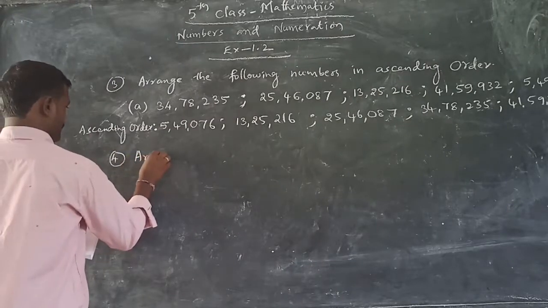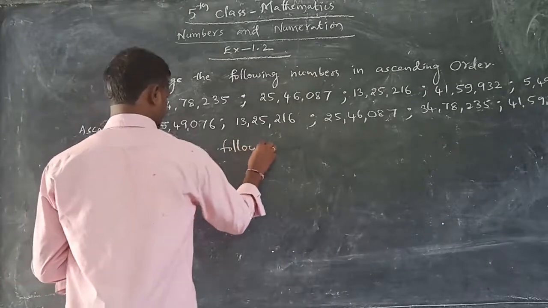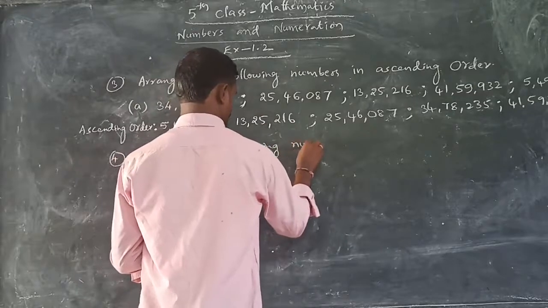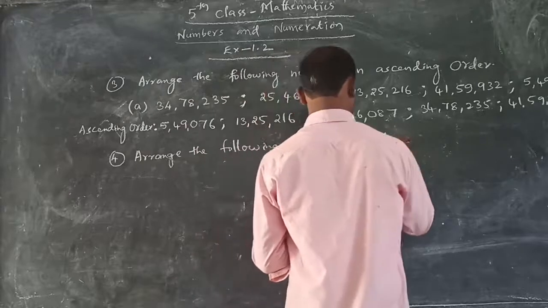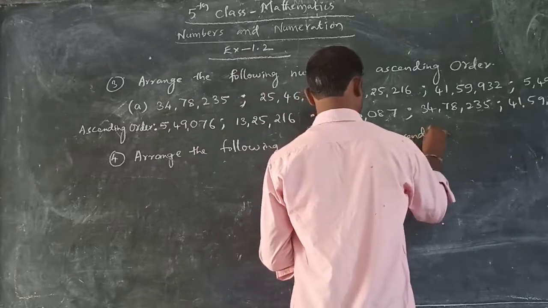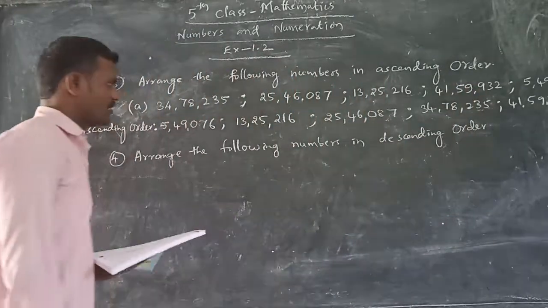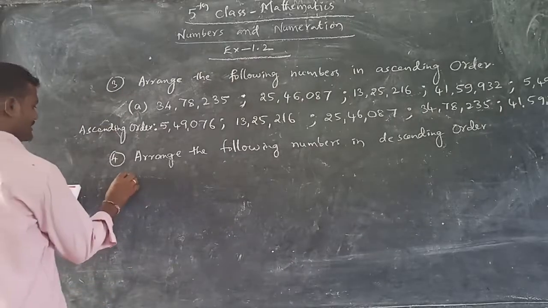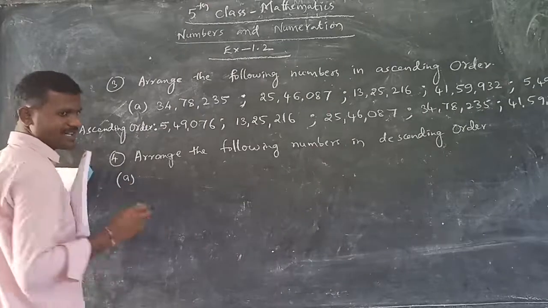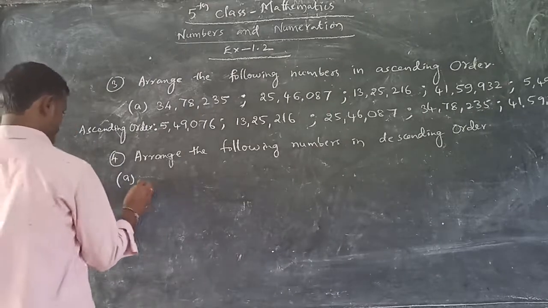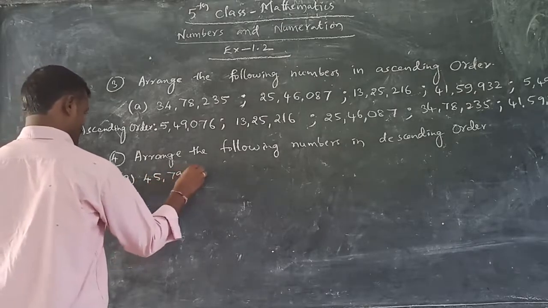Arrange the following numbers in which order? Descending order. Arrange the following numbers in descending order. Already I said what is descending order. Descending order means decreasing order, from bigger number to smaller number we have to write. So the first problem is given like this: 45 lakhs 79,002.